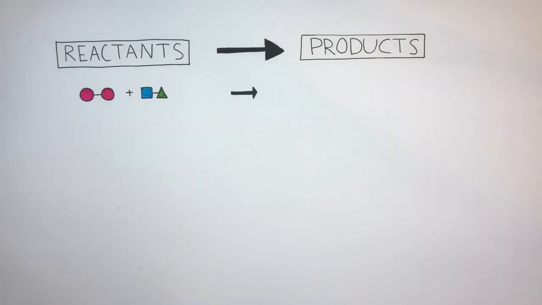Here are some made-up reactants on the left and then some made-up products on the right. Notice how the bonds between the atoms in the reactants have been broken, and then these atoms have formed new bonds to make new products. This is what takes place in a chemical reaction.